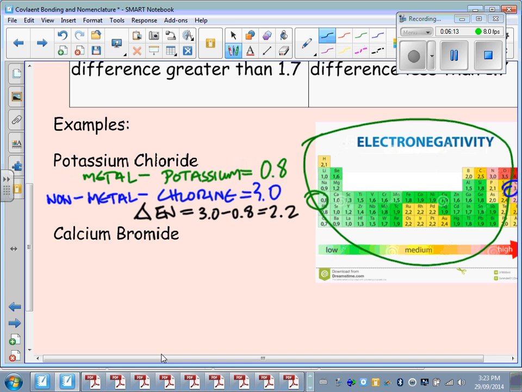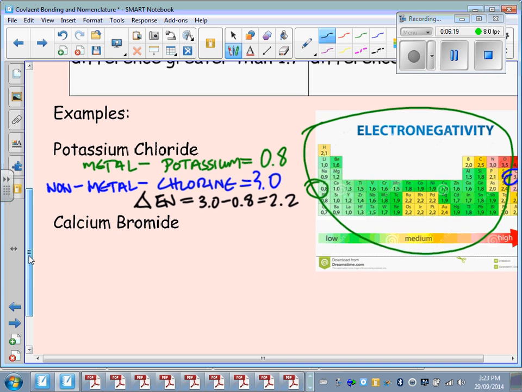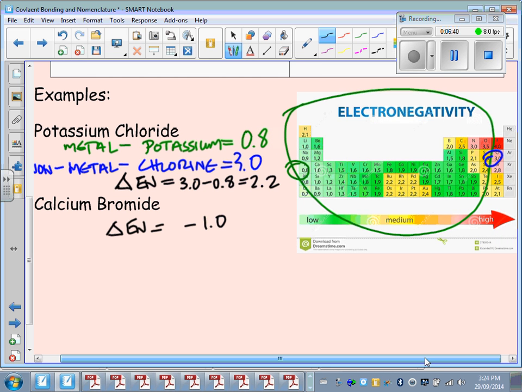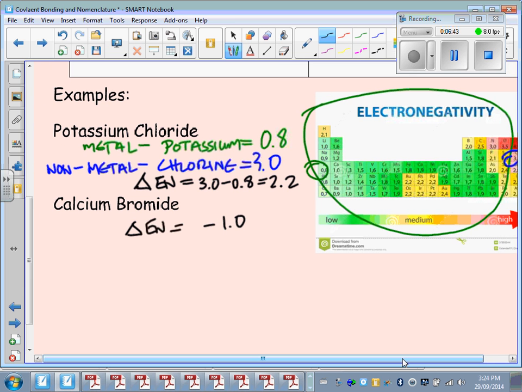So another example of that would be calcium bromide. If you look at calcium bromide, the first thing we ask is, are there any metals? Yes, there is. And if we look at the electronegativity difference, calcium is a metal, but even disregarding that, calcium has an electronegativity of 1, and bromide comes from bromine, which has an electronegativity of 2.8. So 2.8 minus 1 is a difference of 1.8. Chances are very high that will be an ionic bond.